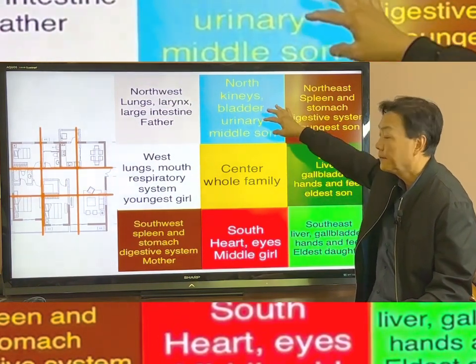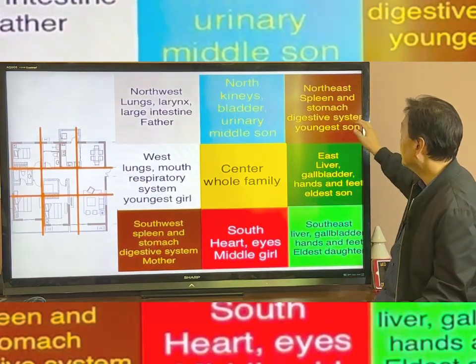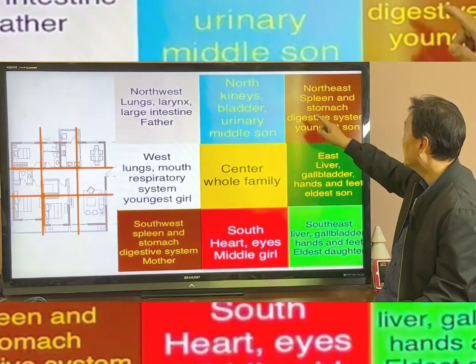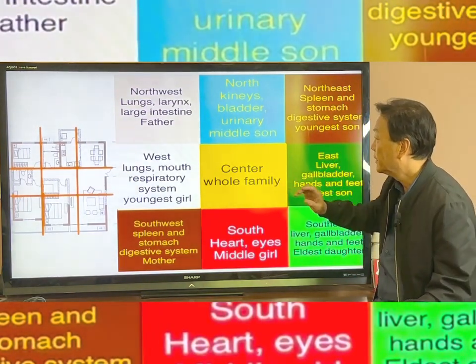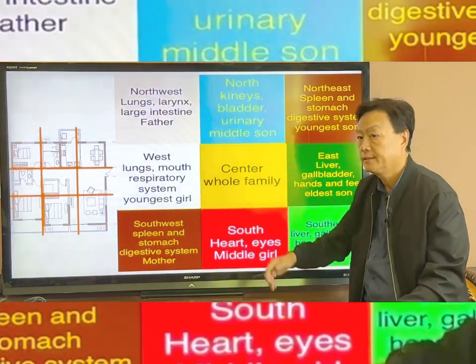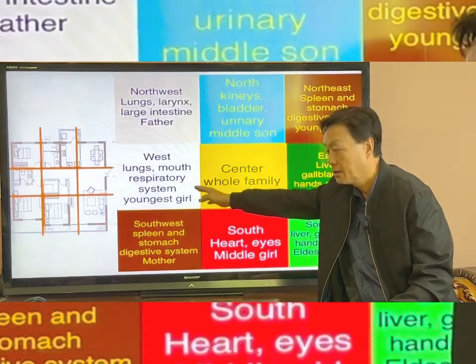Okay, so like I said, the north is for the middle son, and basically it's water, so that can affect your kidney system. And northeast represents the youngest son, and that is also a kind of stomach problem. Okay, and the west is also metal, so it represents the lung system, and that belongs to the youngest girl.